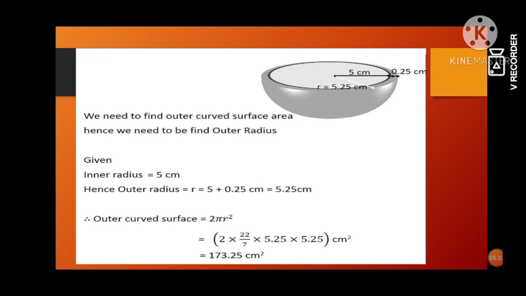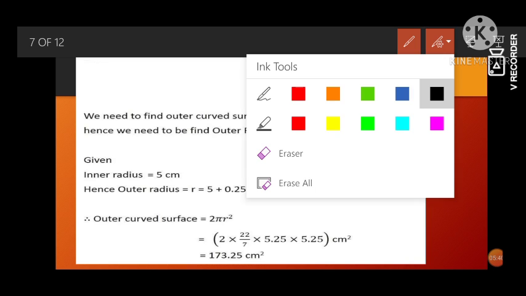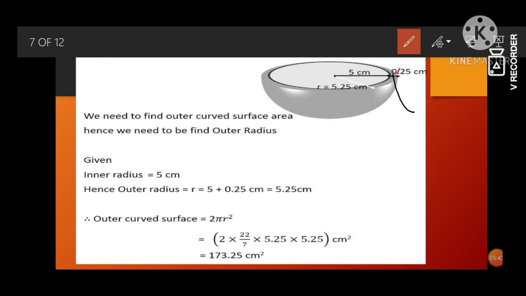So let us see. As you can see in the diagram, the inner part is 5 centimeter and the outer portion is 0.25 centimeter. So when we add up, the new radius is 5.25 centimeter. We need to find the outer curved surface area, hence we have to find the outer radius.